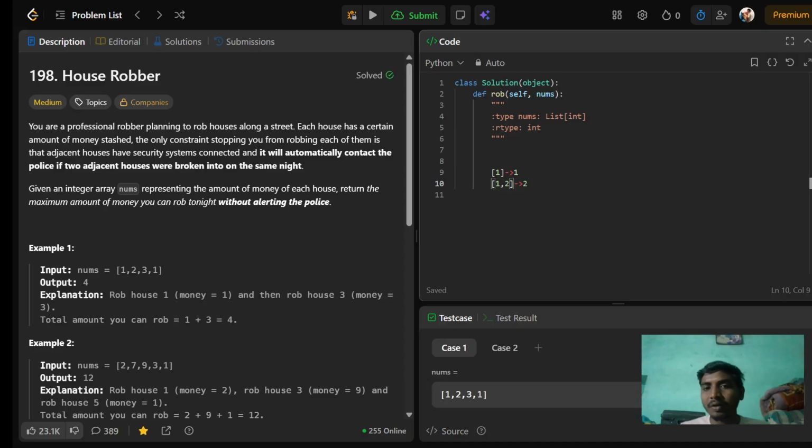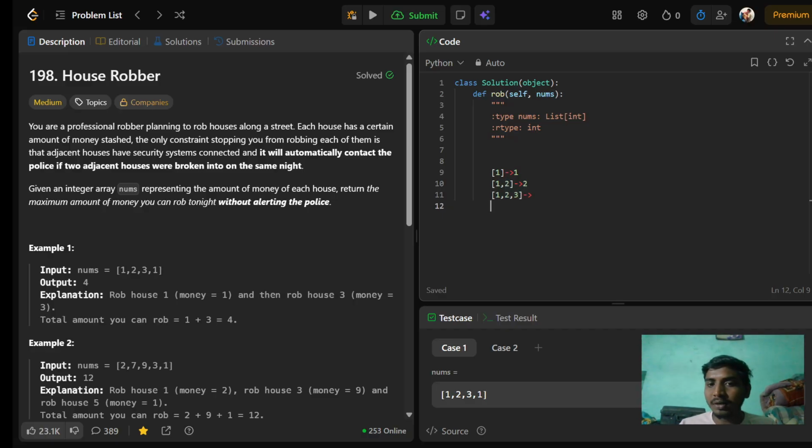Either he can rob the first house or the second house, but since we want the maximum amount the robber can rob, he can choose the second house. Now if there are three houses, 1 2 3, here we know that the maximum amount he can rob at the first house is 1, and at the second house is 2.